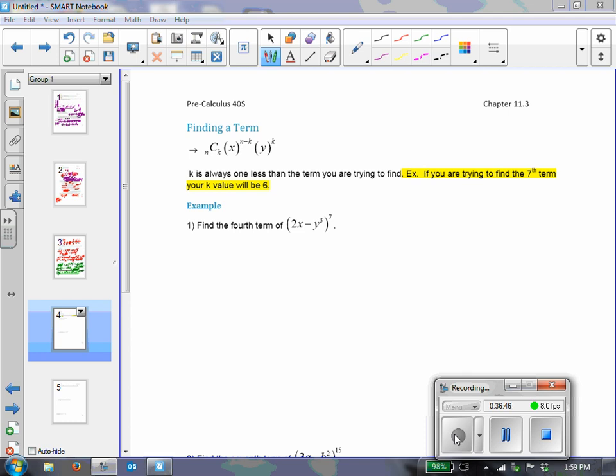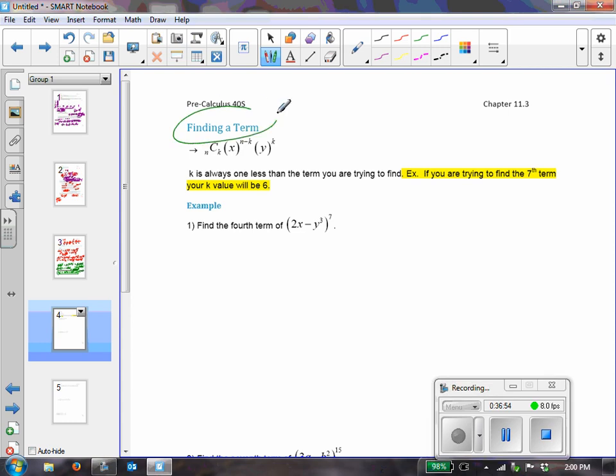So what we did is we just did the expanding of the whole thing. Now we're going to be plucking a term out. Okay? This is for finding a term. Finding a term, you're going to use this setup here. Not terrible. So if you're trying to find the 7th term, your k value will be 6. Why is that? Because we start counting with what? 0. Counting with 0 now.